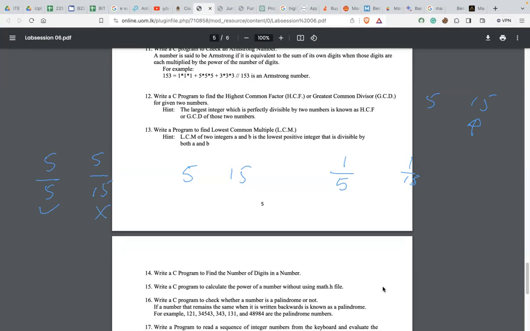So now I think you guys get a proper idea. First, you need to start at the maximum value and increment one by one. Once you get the common divisor, stop your loop.